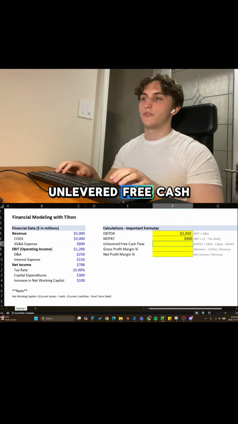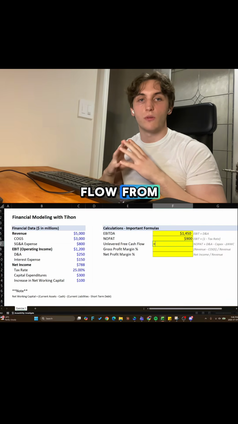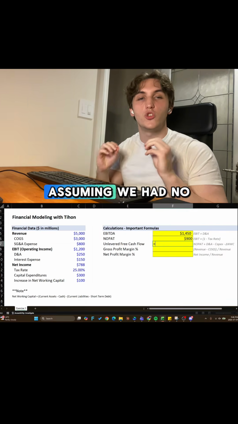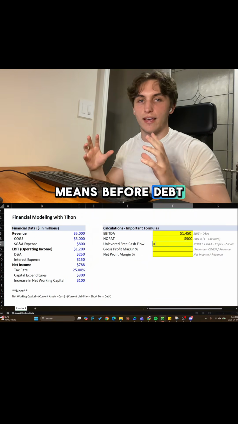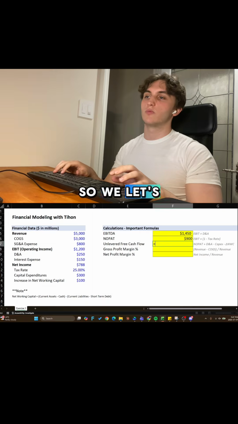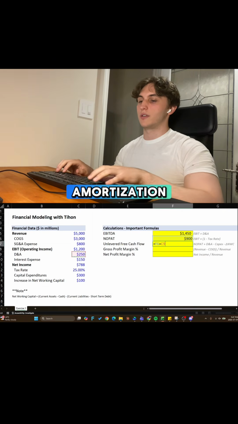Next is our unlevered free cash flow. This is a theoretical metric that says how much cash flow from operations would be left over, assuming we had no debt. Unlevered always means before debt or excluding debt. So let's reference our NOPAT that we just calculated. Let's add back depreciation and amortization.